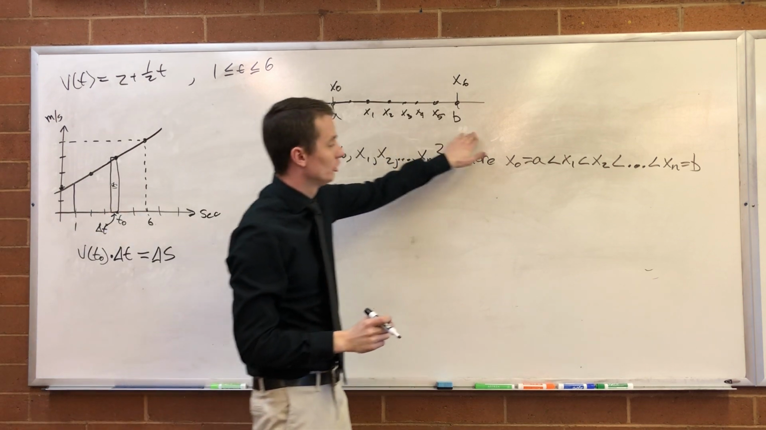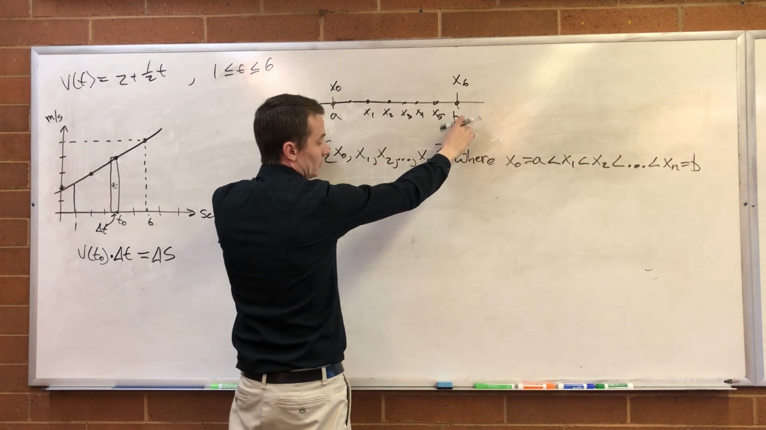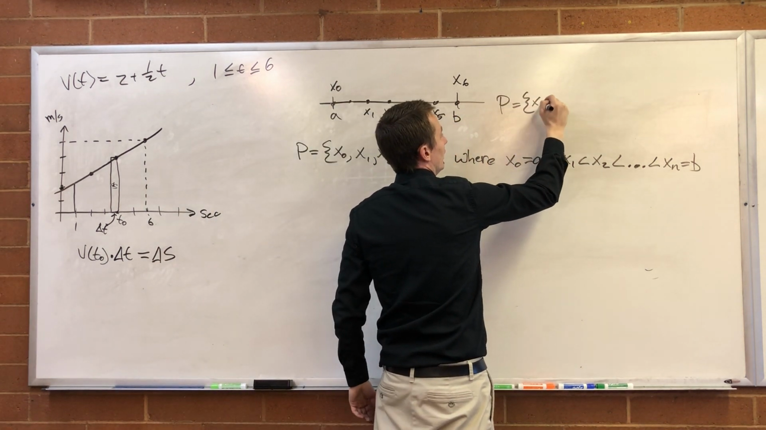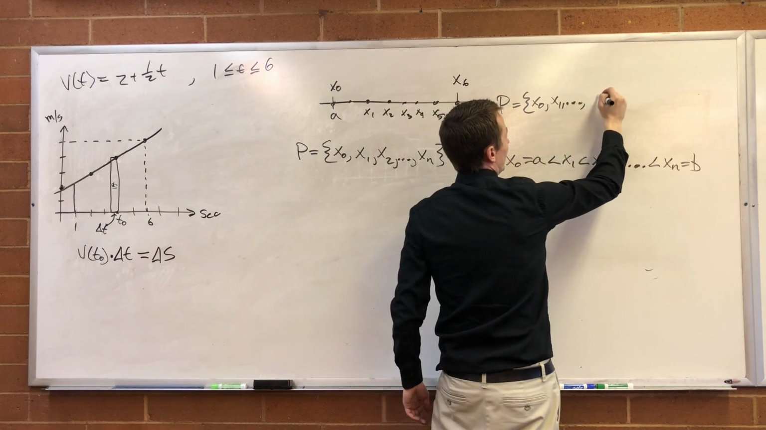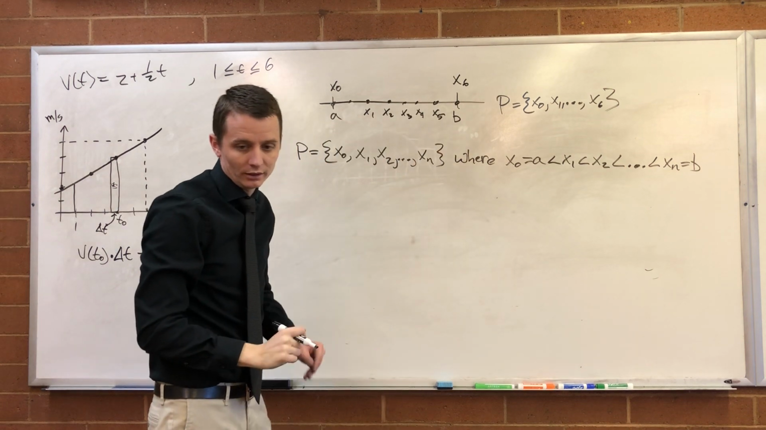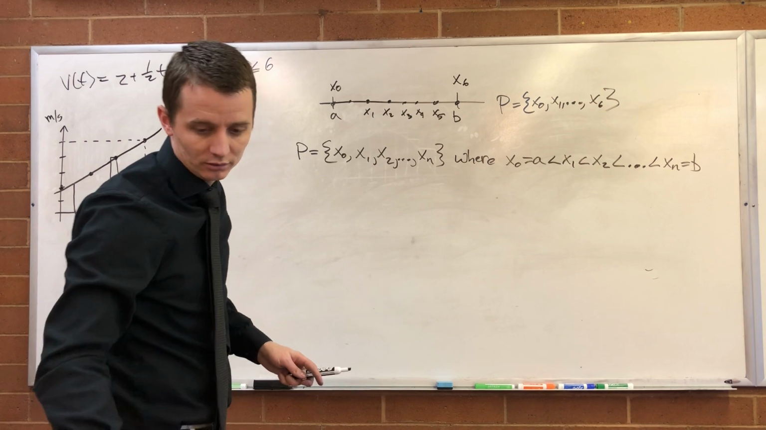So this is a partition on AB. We would call P a partition on AB. P is a set of these points. So P equal to the set x0, x1, ..., x of 6 is a partition on AB. That's what we mean by a partition. Pretty straightforward?